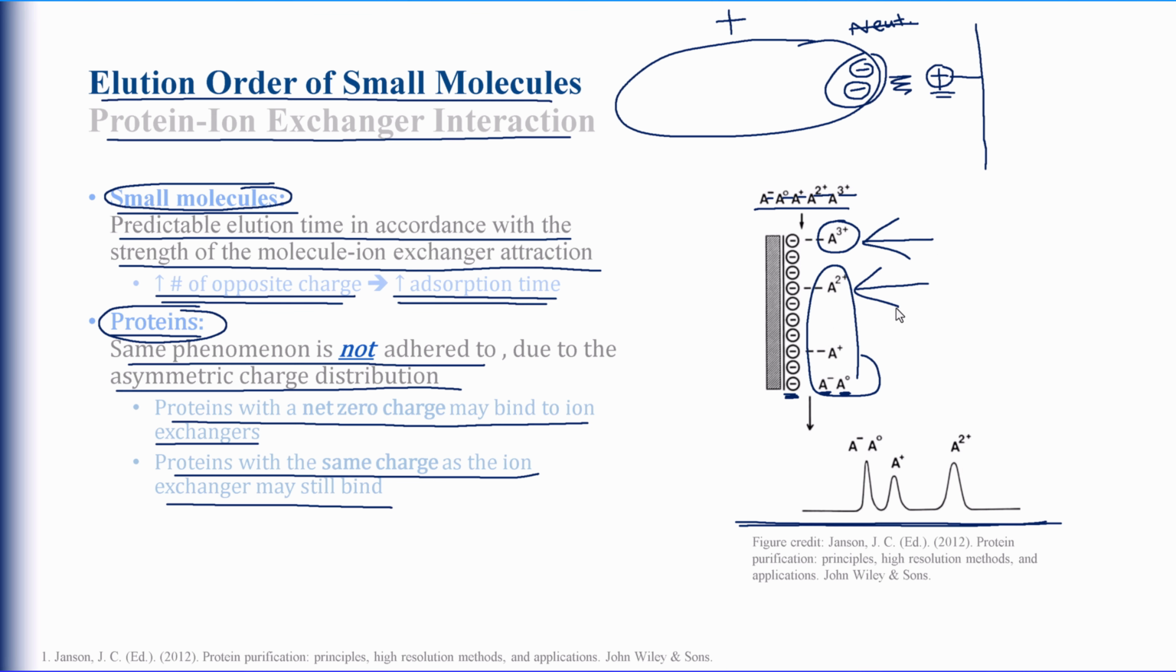This one would have the second greatest adsorption time. This would have the third greatest adsorption time. And these ideally would not adsorb to the cation exchanger. So here you can see this small molecule with a net 2+ charge having a greater adsorption time and thus a greater elution time than this small molecule with a net positive charge, and also it will have a greater adsorption time and thus a later elution order on the temporal scale than the negatively charged small molecule and the neutral molecule that you see here.